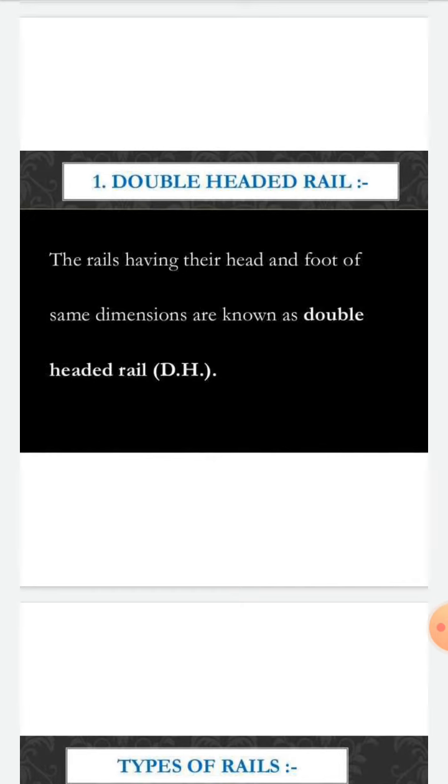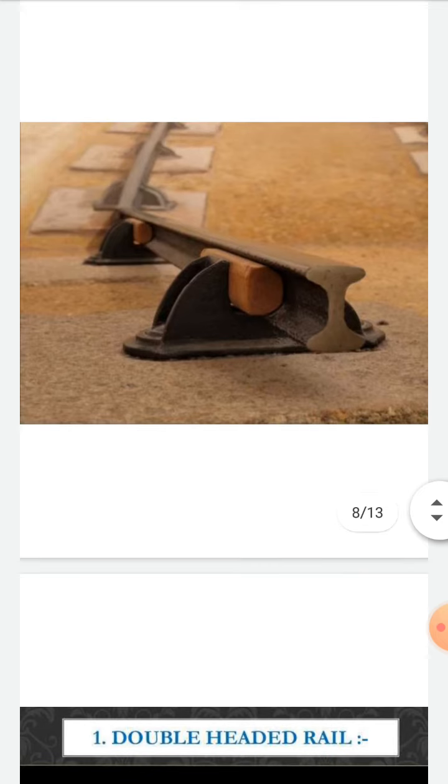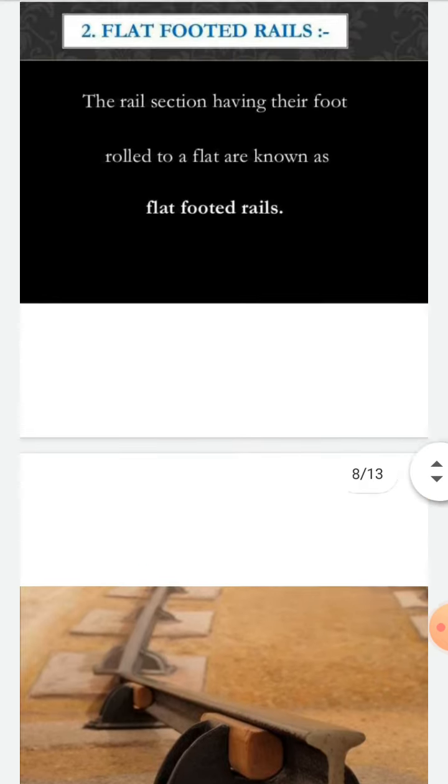The rails having their head and foot of the same dimensions are known as double-headed rails. I will show you the picture. You can see here the top flange and the bottom flange have the same dimension, joined by a web. This is commonly used nowadays.